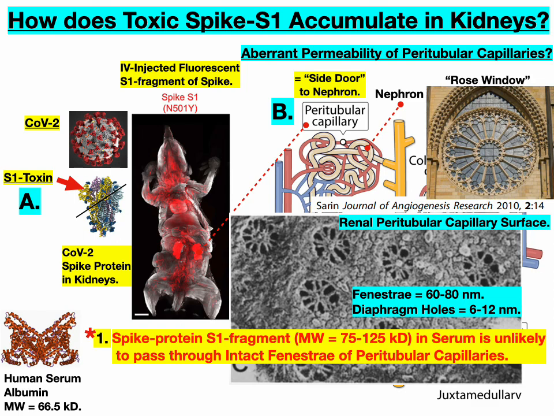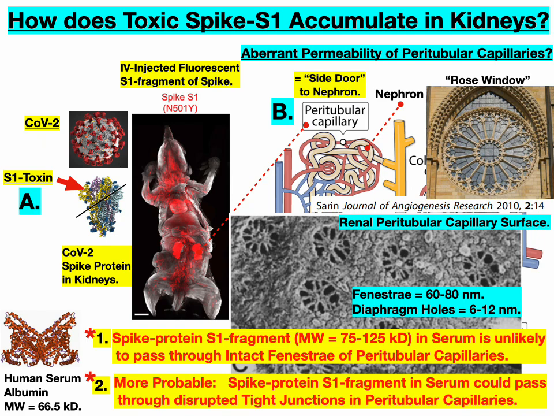So if the fenestrae became injured and the diaphragms were lost, it would be possible that human serum albumin could pass directly from the serum to the interstitial fluid of the kidney. But at this point in time, there's no direct evidence of that. It's just a hypothetical condition at this point in time.